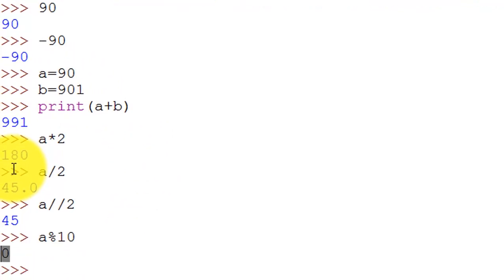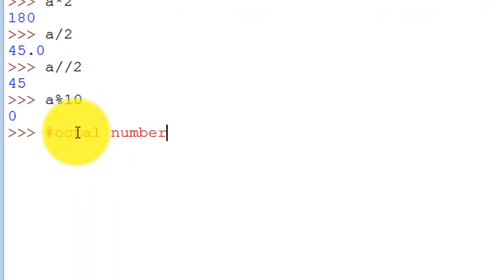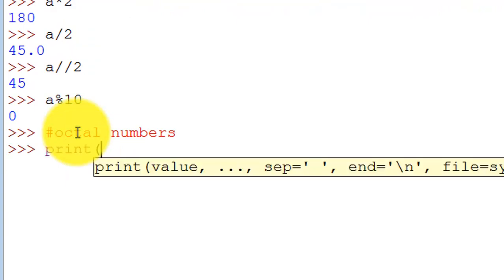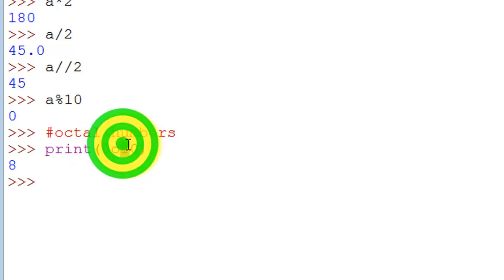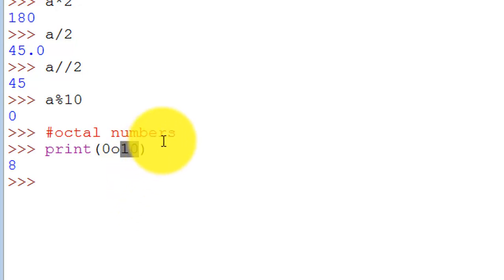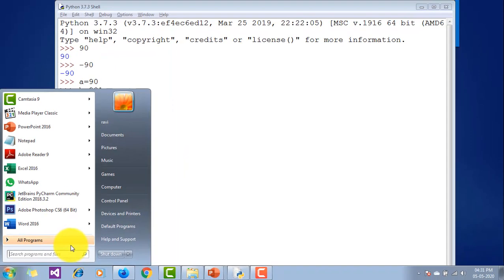Now let us see how to write octal numbers. Let's say print, I'm going to have a 0 and then small o, and then let's say 10, and what we are getting is 8. So this is the octal value for 8, and this is the decimal value. How to write an octal value? You have to initiate it with a 0 and o, and then you can specify your octal number.